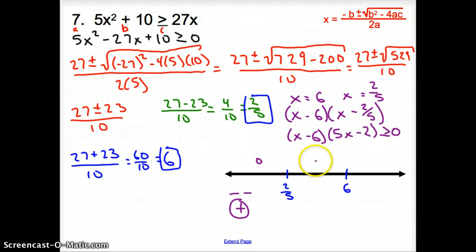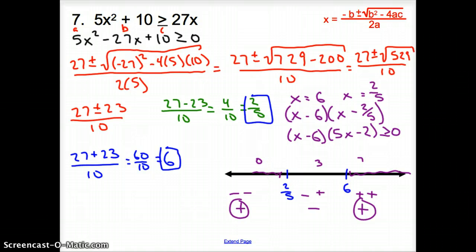Here, I'm going to pick 3 right in the middle. 3 minus 6, that's going to give me a negative. 3 times 5 is 15 minus 2. That gives me a positive. This also gives me a negative. That's not what I'm looking for. And then I'm going to pick any number bigger than 6. Let's try 7. 7 minus 6 is going to be positive. 7 times 5 is 35 minus 2. That's also positive. So positive times a positive gives me a positive. So that works.